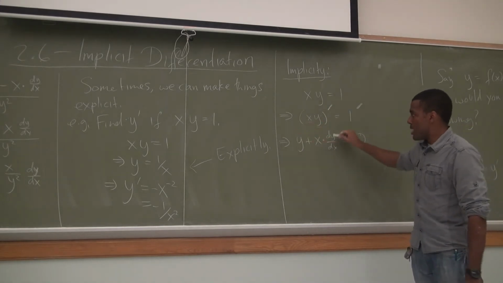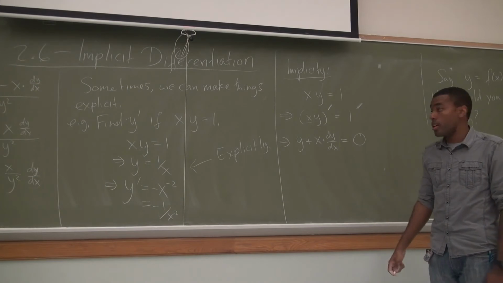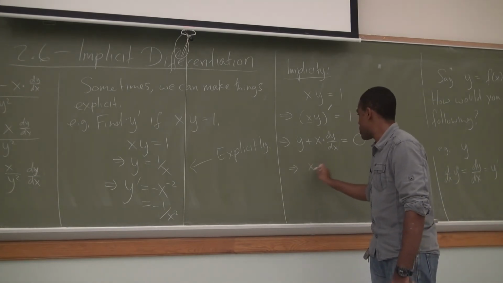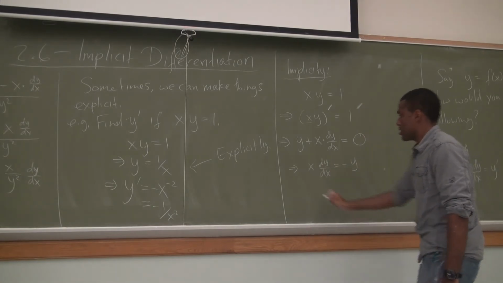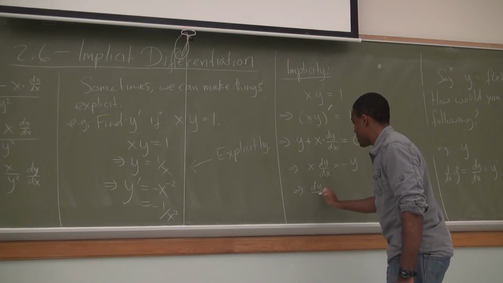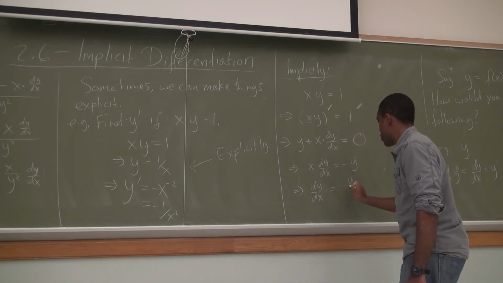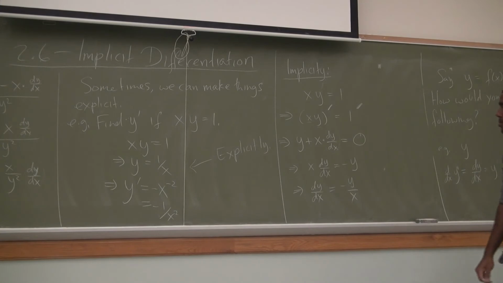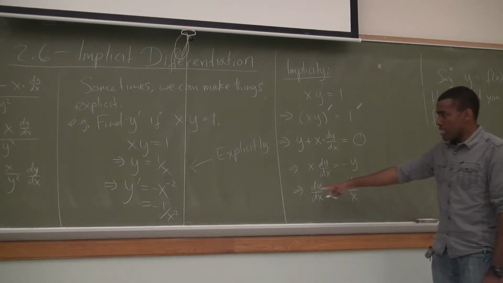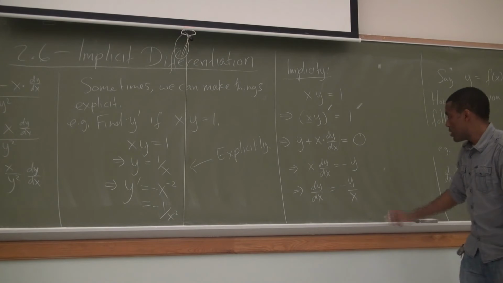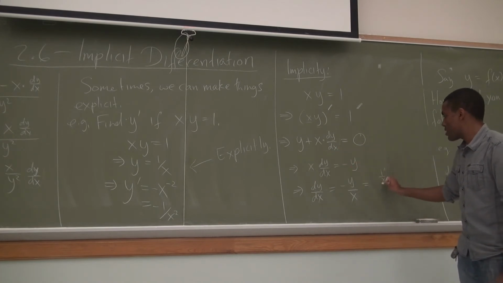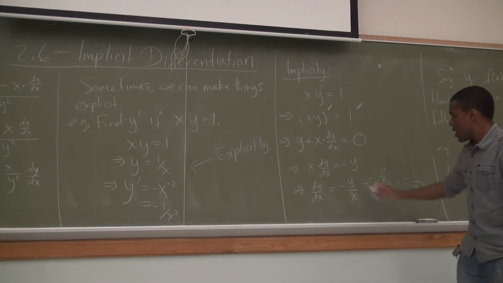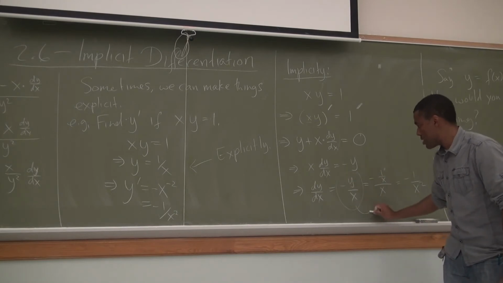Remember, I want to find dy dx, so it just means I want to solve the equation for this guy, right? So this means that x dy dx is equal to minus y. So this means dy dx is equal to minus y over x. You can leave it that way, but in this case, it's actually pretty easy to get that form. Just remember what y was. y in the original was 1 over x, which would give you that minus 1 over x squared. However, in this implicit case, this is an acceptable answer.